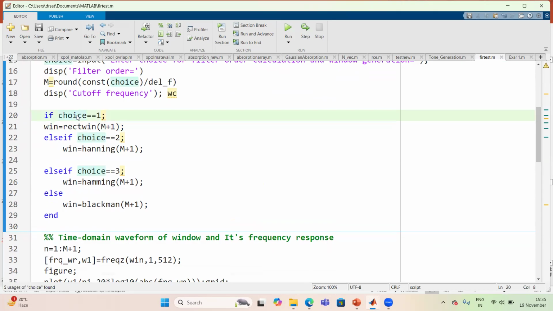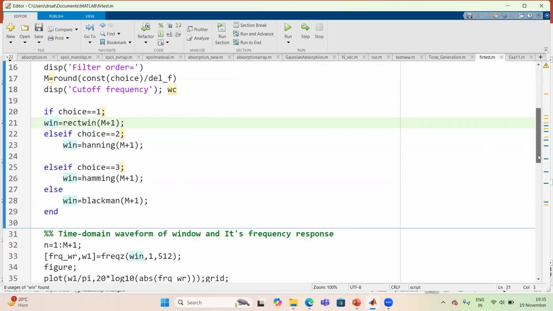Here I have generated the rectangular window, Hanning window, Hamming window, Blackman window. Based on our choice, one of the windows is going to be generated, and it will be stored in the variable win. I have made one variable win, and this generated window, those samples, will be stored in the variable win.